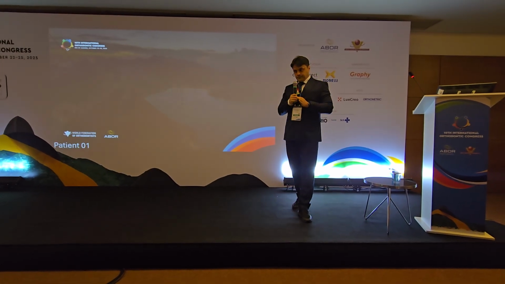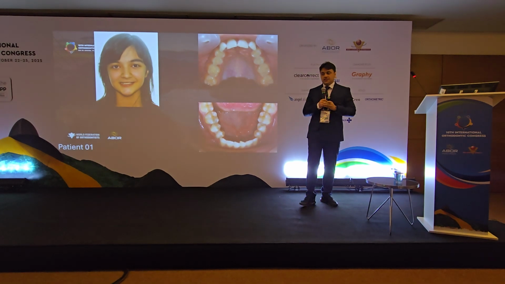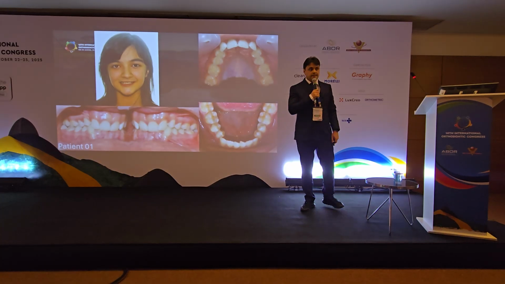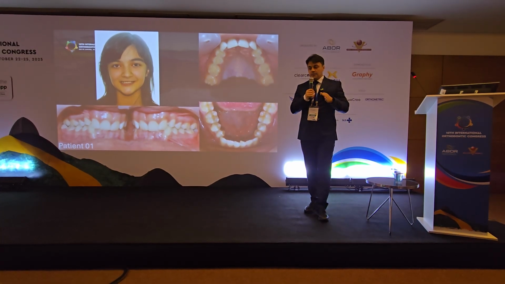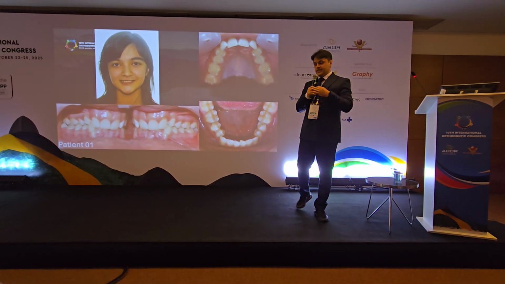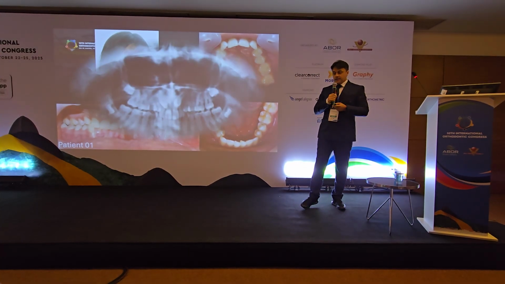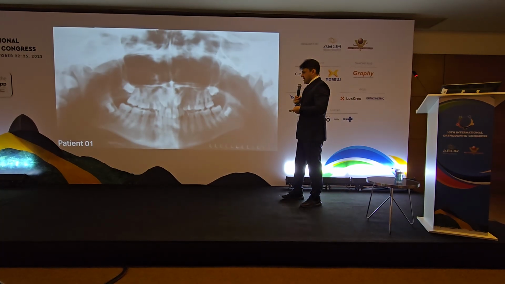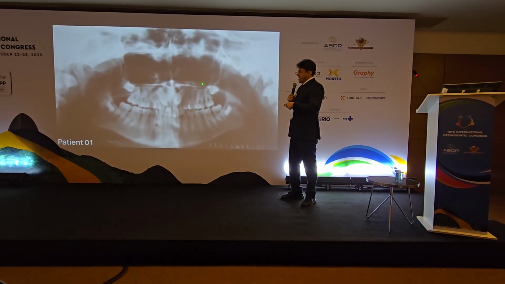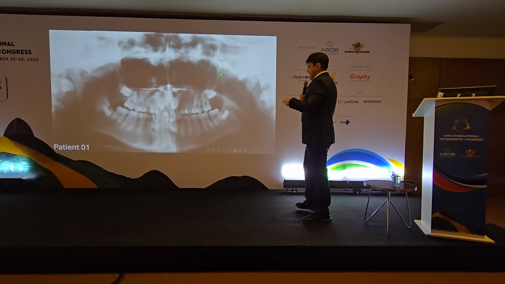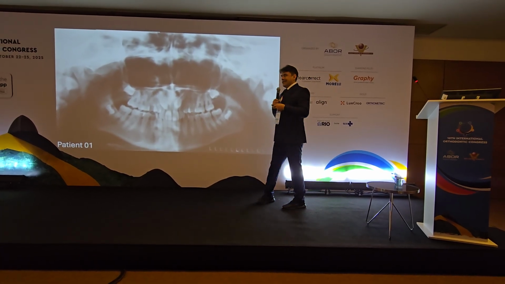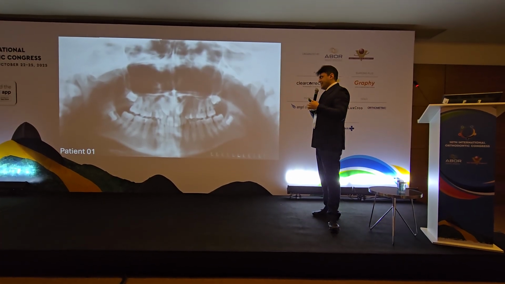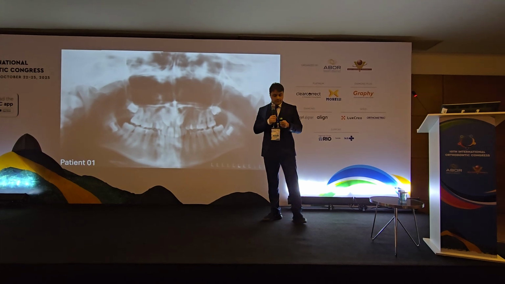So the first case is a girl, 16 years old. As you can see here, she has two impacted upper canines. She's a full class 2 deep bite case. And as we can see on the panorex, we have 2 impacted canines. One trick: if we have a tooth at an angle of less than 45 degrees, we will be able to move it out with more than 85% success.